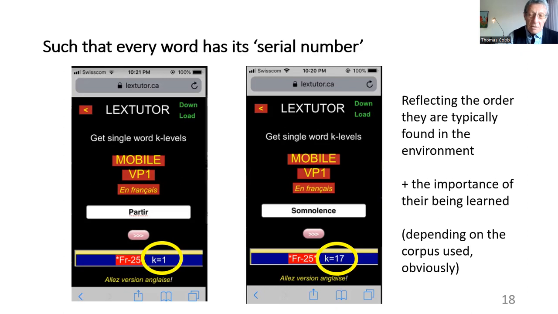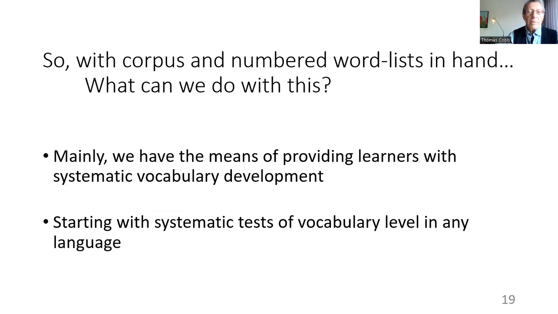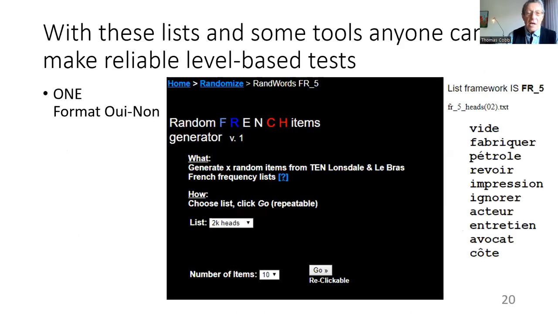So K1, K17. I forgot I had my little animations down there. Okay, so with corpus and numbered word lists, what can we do with it? We can find ways to provide learners with systematic vocabulary development, starting with systematic tests of vocabulary level in any language. So I've had these tests in English for a long time, and they're based on tests by other people. Paul Nation is one, who comes to Japan often, by the way, so maybe some of you know him. His VST, vocabulary size test.